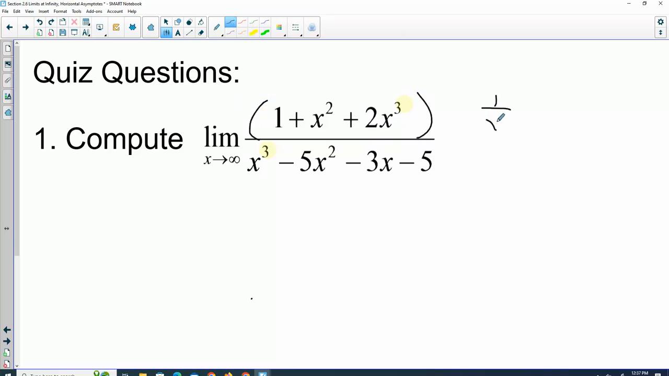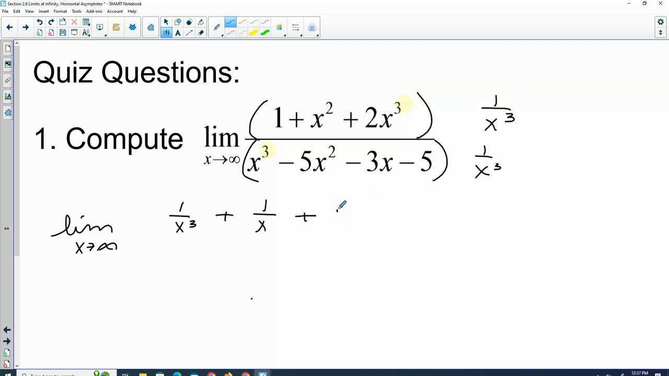So we're going to take top and bottom times 1 over x cubed. If we distribute that, we get 1 over x cubed. x squared over x cubed will be 1 over x. 2x cubed divided by x cubed is 2. On the bottom, x cubed over x cubed is 1, minus 5x squared divided by x cubed is 5 over x, minus 3 over x squared, minus 5 over x cubed.